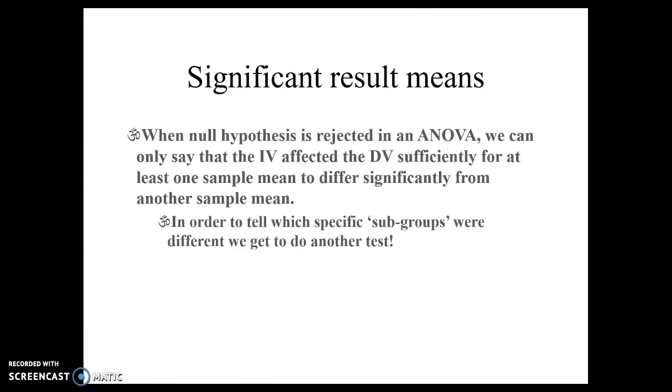When we reject the null hypothesis, when we say we have a significant difference between groups, we can only say at least one of the groups is different than everyone else. In order to tell which specific subgroups, we have to do another test called post hocs. So what this means is that if we have group A, B, and C, and we get a significant value for ANOVA, that doesn't mean that A, B, and C are all different from each other. It could be that A is different than B and C, but B and C are the same. So we can't tell that based on the first result. That's going to be another test.